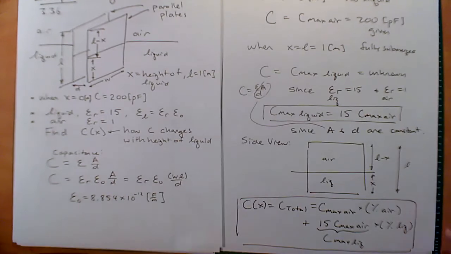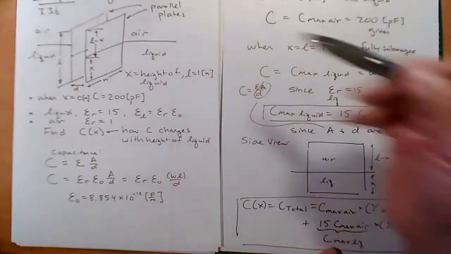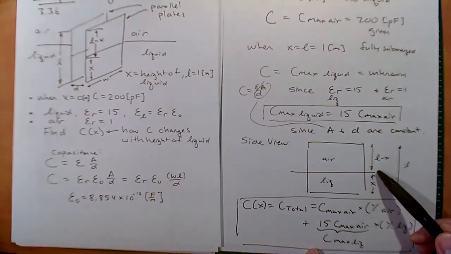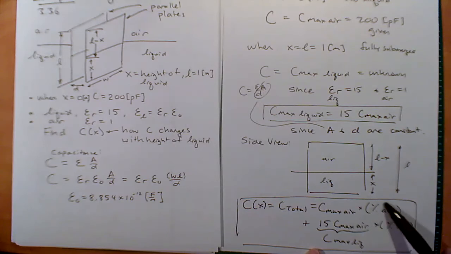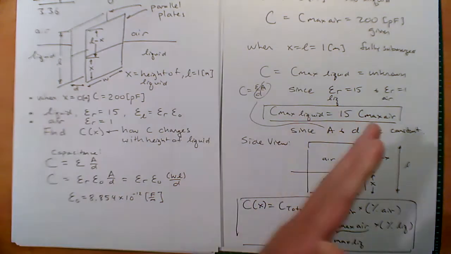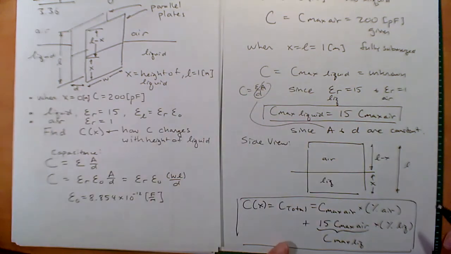This is a cross-sectional view of our setup, right? And so we know that the capacitance is going to be whatever the air is times the percentage that's in air, plus the percentage that's in the liquid, right? It's kind of like this balance. If we are 100% air, that means we're 0% liquid and this goes away, and so we're just all of this.